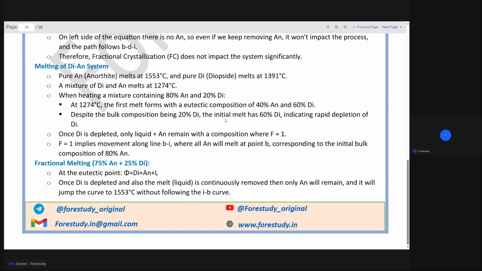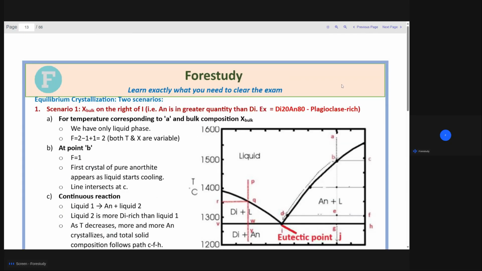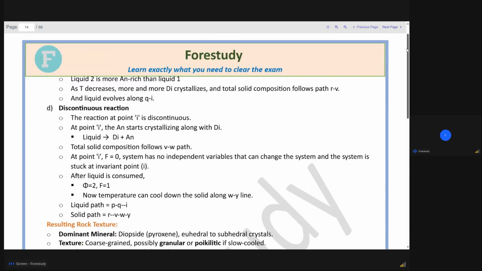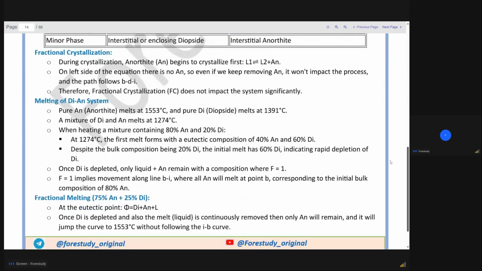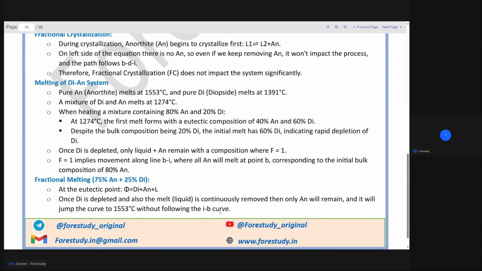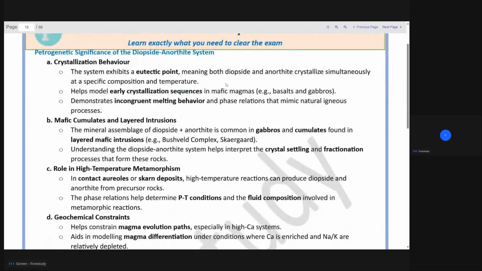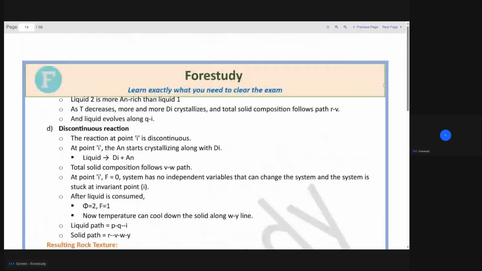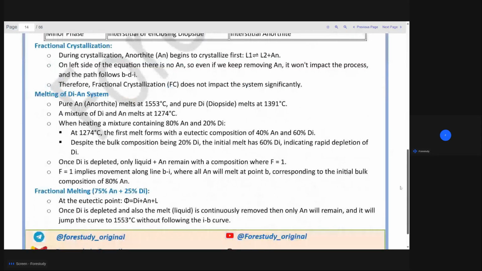That is the pure anorthite melting temperature, 1553 Celsius, without following the IB curve. After diopside is finished, it will directly jump to 1553 degrees Celsius of pure anorthite at the liquidus curve. It won't follow the path. That is the eutectic system discussion up to this point.